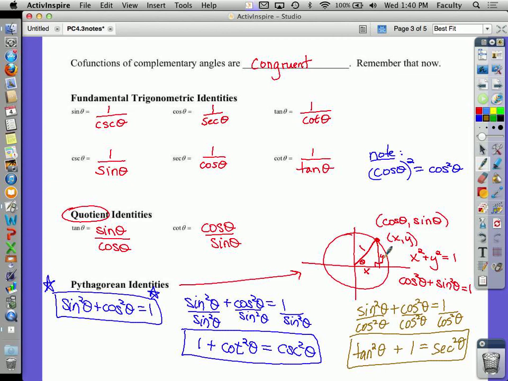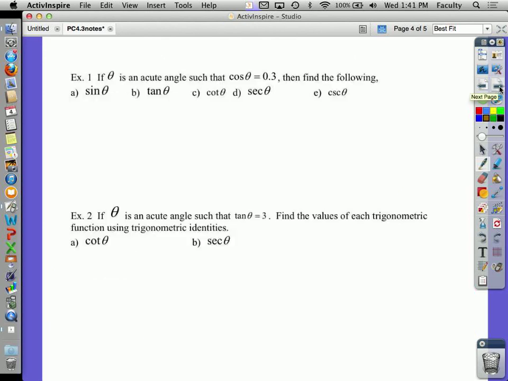And I'll tell you, we're going to do things like verifying and simplifying trig identities and trigonometric expressions. We're going to be proving. I love that. That's always fun to prove them. This one, the one with cotangent squared, is not used very often. This one's pretty often. This one's a lot. Okay, so you will see that as we move through the chapters. Okay, so now let's use it. It says if theta is an acute angle such that cosine theta equals 0.3, then find the following.